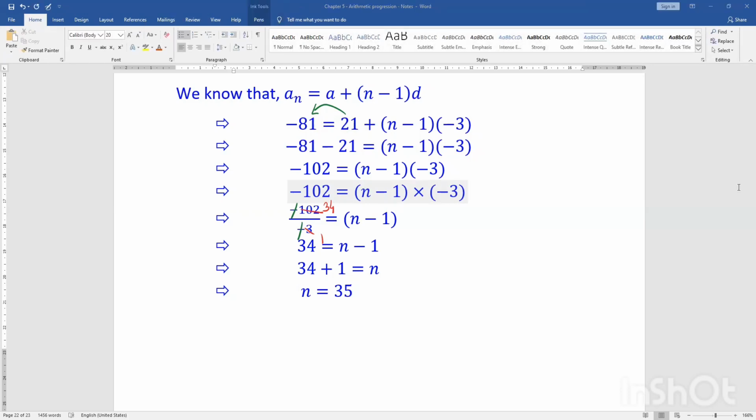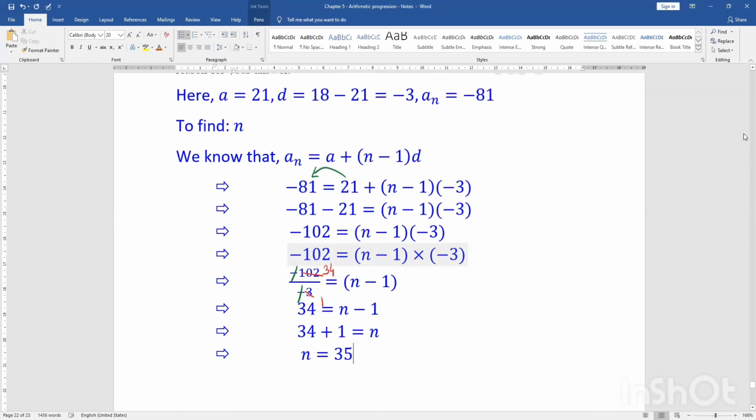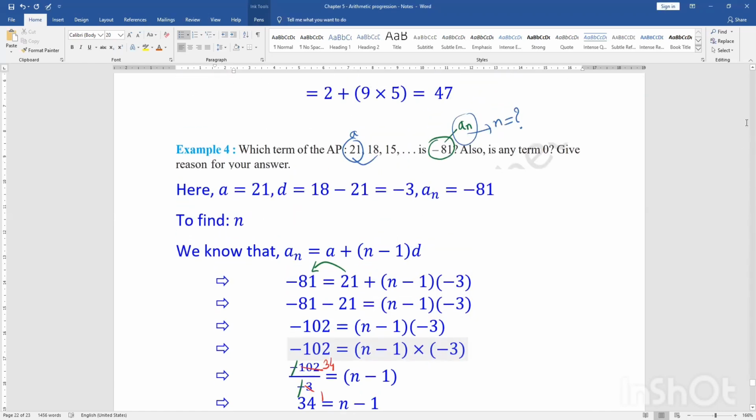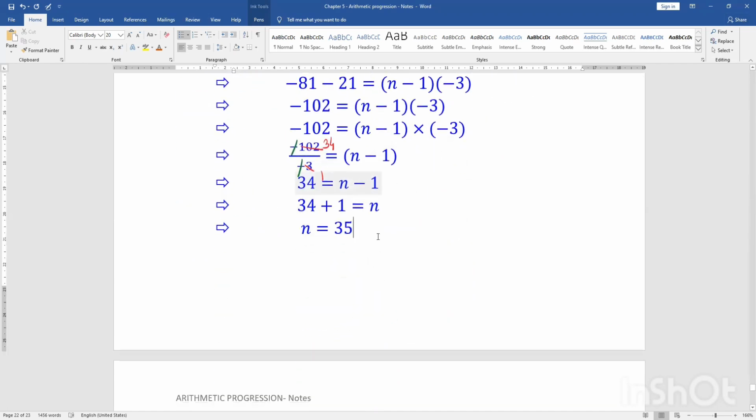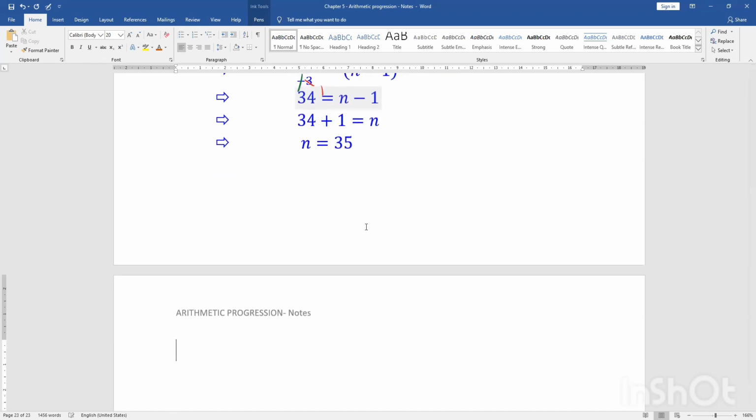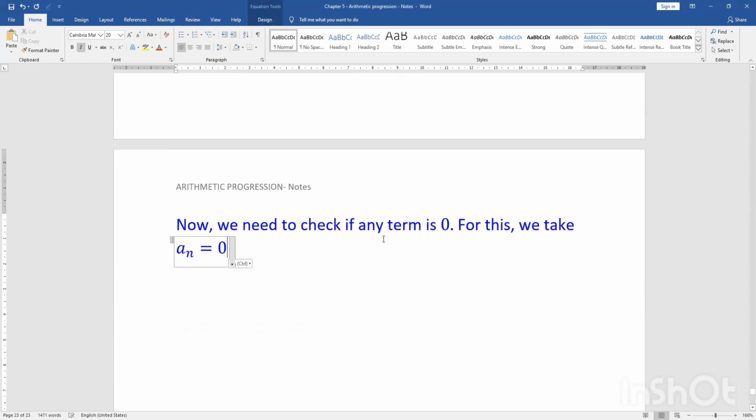And then the question is not over yet, because we have one more thing, that is, is any term 0? They've asked you this. So now let us find that out. For this, we need to check if any term is 0. So we take a_n equal to 0. If we have to find out whether any term in the AP is 0, we are going to take a_n equals 0.